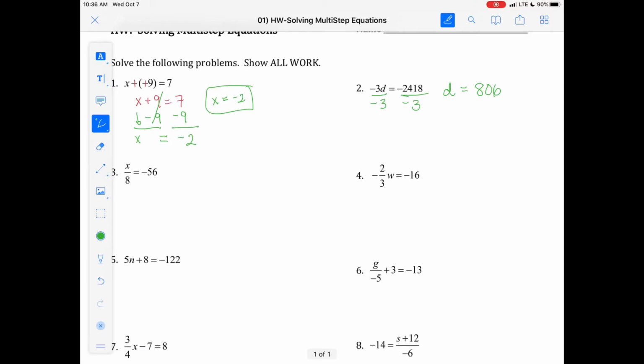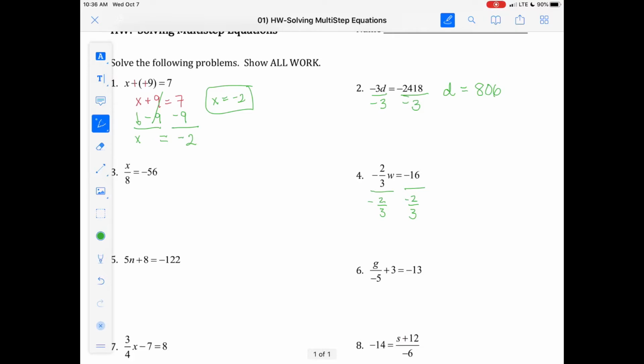Let's look at 4. So 4 is similar to 2. I know I skipped 3. That's fine. 4 is similar to 2. I want to solve for w. However, there is a negative 2/3 attached to my w by multiplication. So folks, I'm going to show you two things. Here's one thing we could do. We could divide both sides by negative 2/3. What is the same operation as dividing by a fraction? Dividing by a fraction is the same as multiplying by that fraction's reciprocal.